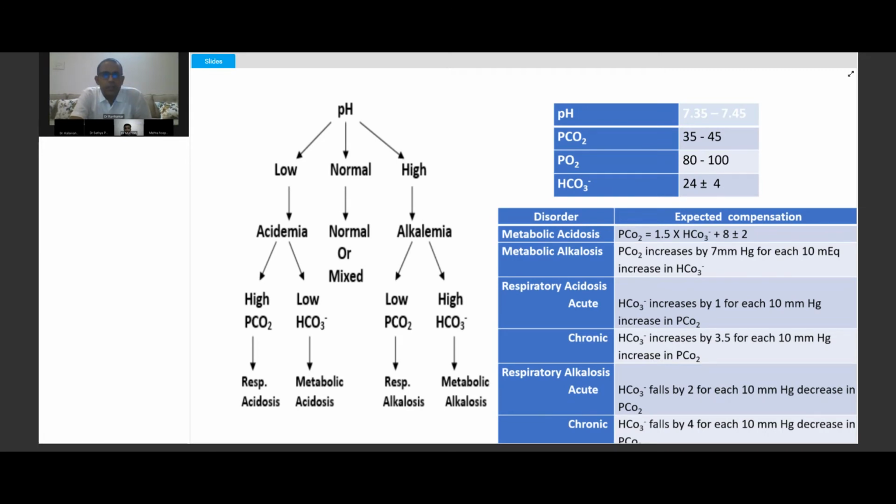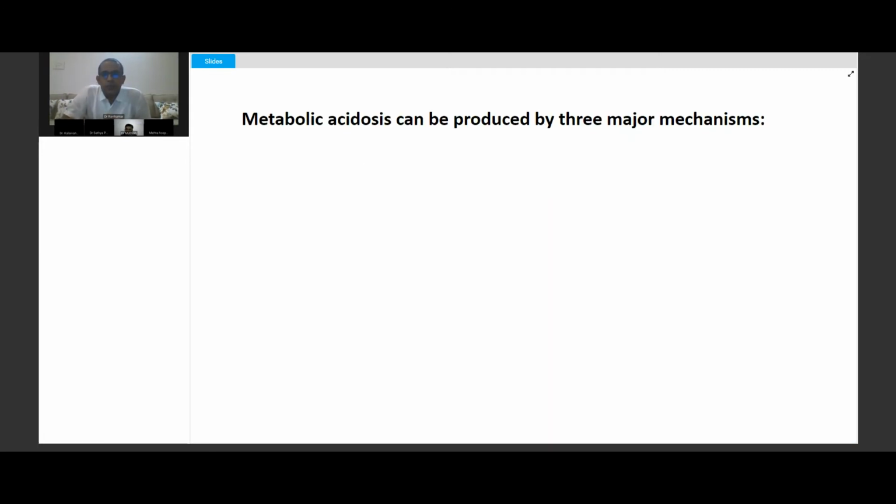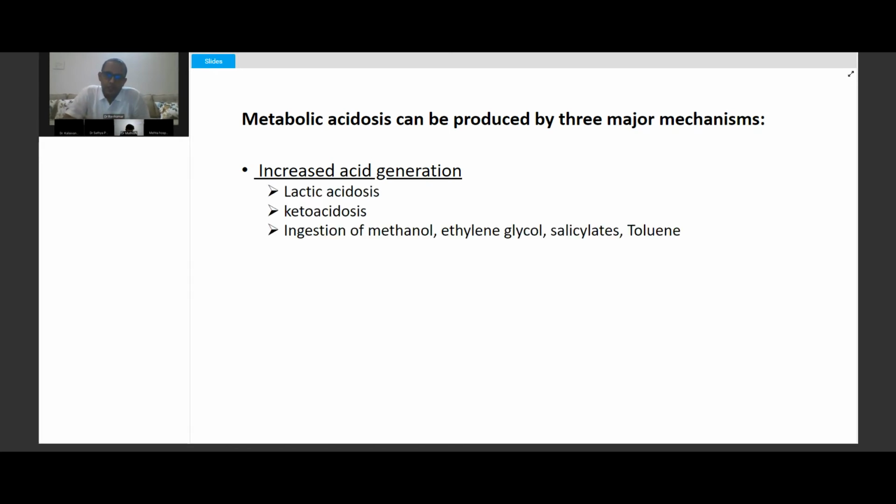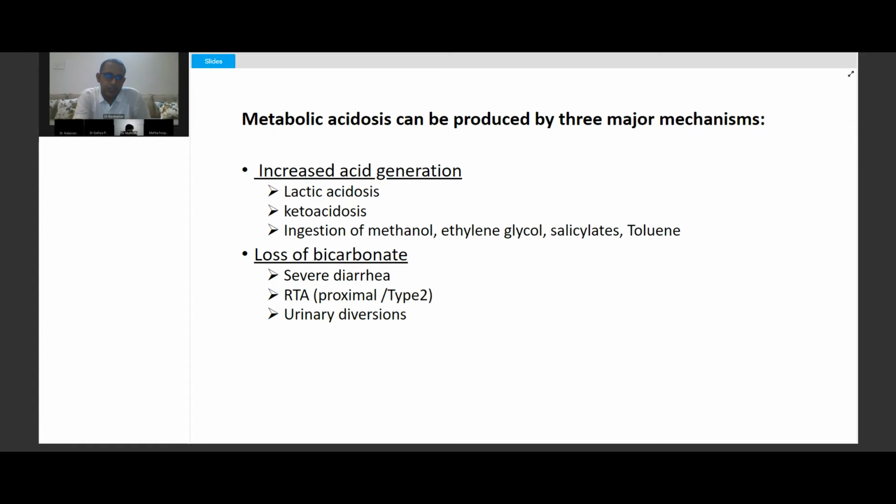As already said, metabolic acidosis can be produced by three major mechanisms. One, increased acid generation, for example lactic acidosis, ketoacidosis, or toxins and drugs which increase acid production. Two, loss of bicarbonate, as in severe diarrhea, renal tubular acidosis or urinary diversions. Three, decreased renal acid excretion.